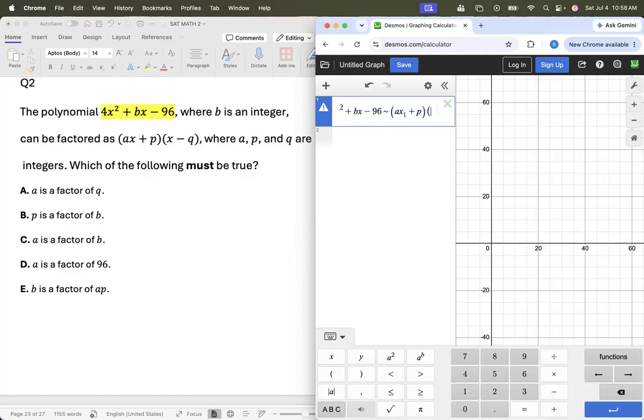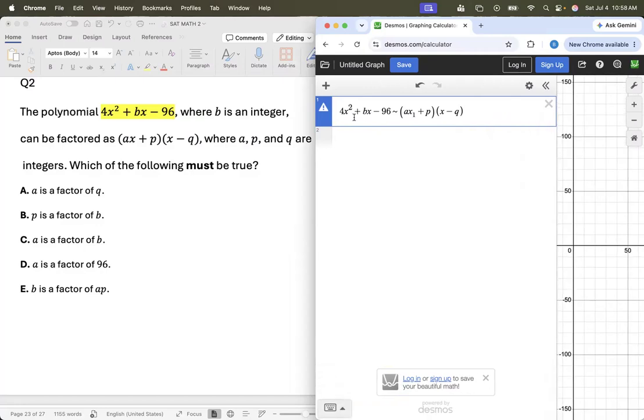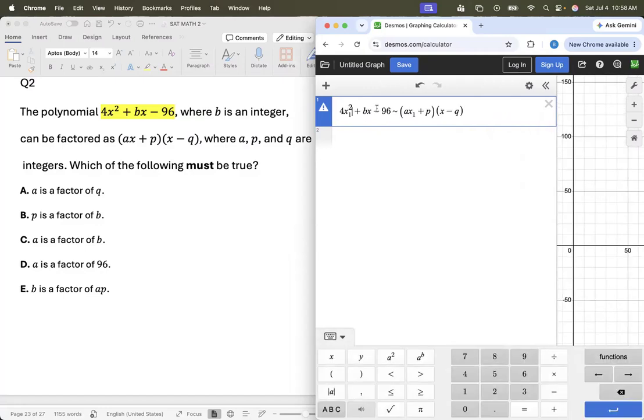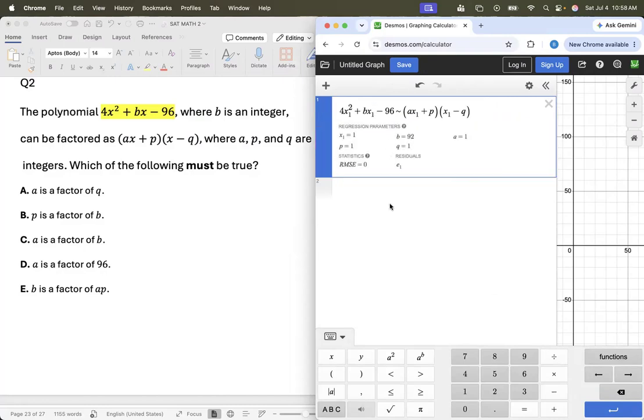And then we say what? X minus Q is that. In order to regress it, you got to change all this to 1 and 1 and 1. And then, like I told you, Desmos is going to pick numbers. S is equal to 1. You always want to go with the simplest. B is equal to 92. A is equal to 1.